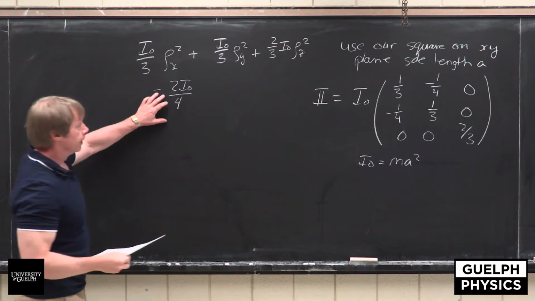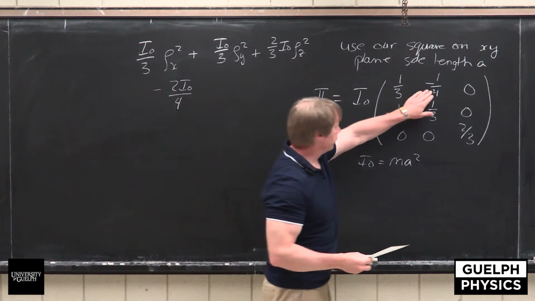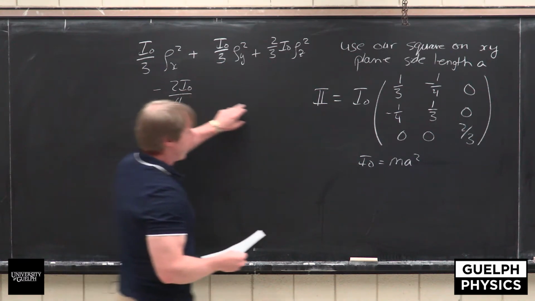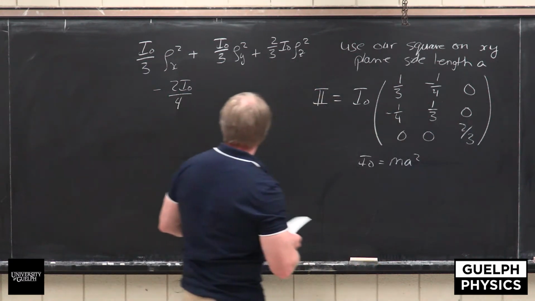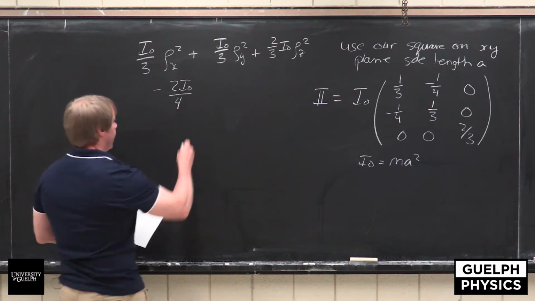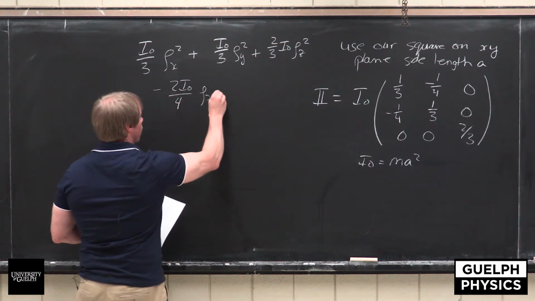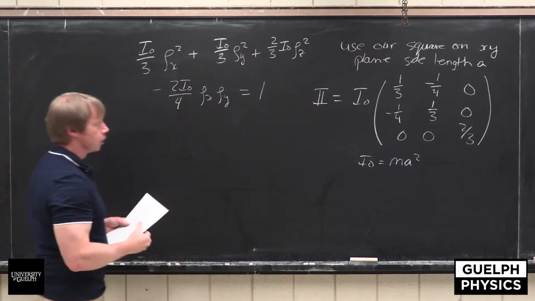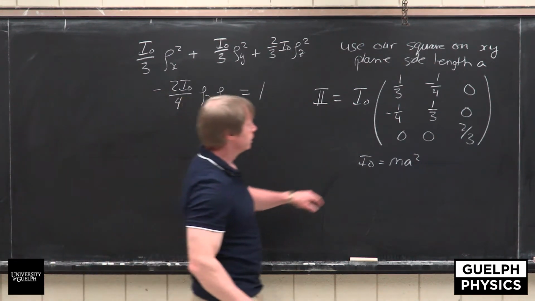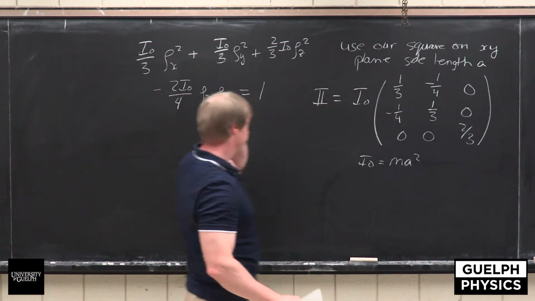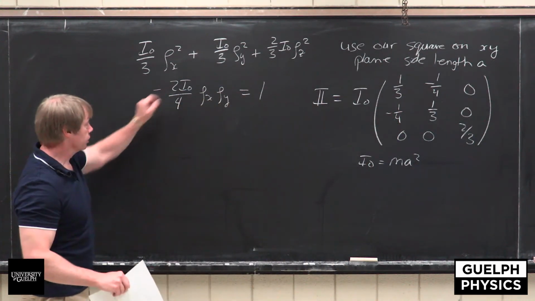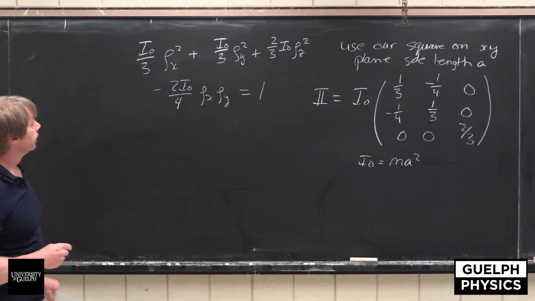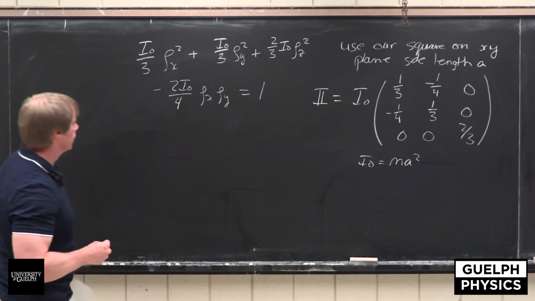So we pick up the factor from the product of inertia, and I naught over 4 rho x rho y, and that equals 1. So we have 1 from here and 1 from here. So that's why there's 2. So this is our expression for the ellipsoid.